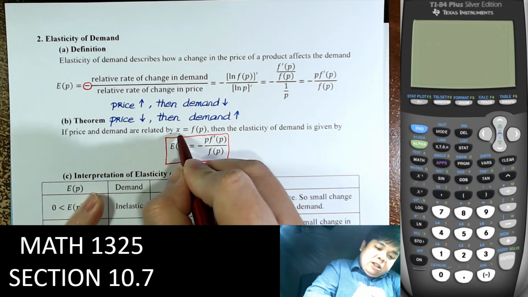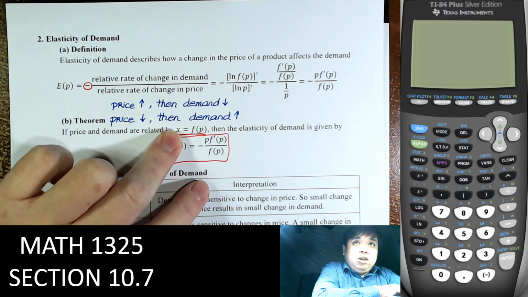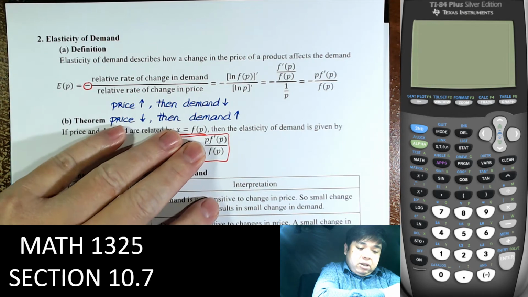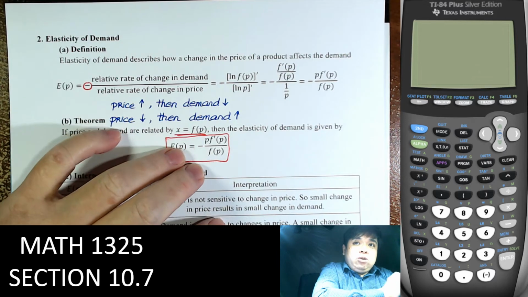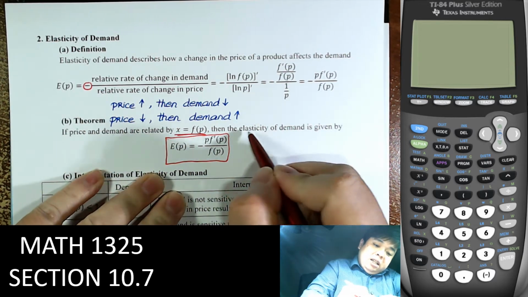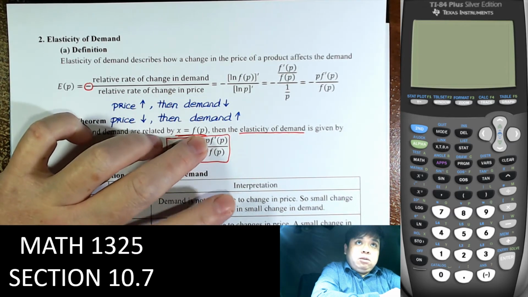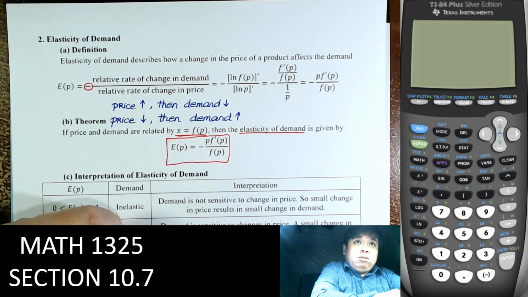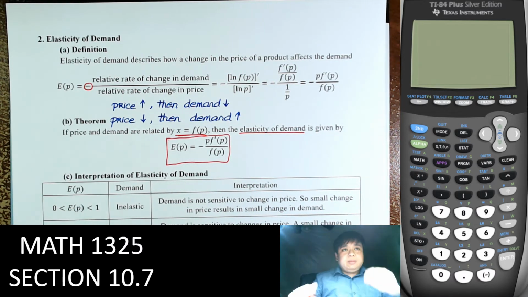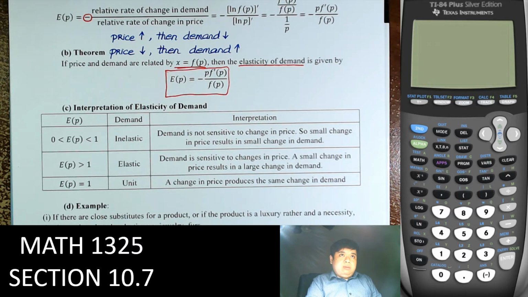So when we have X, the price demand function, X is the demand, how many items are demanded, and P is the price, so they relate as a function. So X is a function of P. In that case, elasticity of demand is defined to be this function: negative price times the derivative of the price demand function, divided by the function. We will have some examples later, but now let's go to the interpretation of the elasticity of demand.